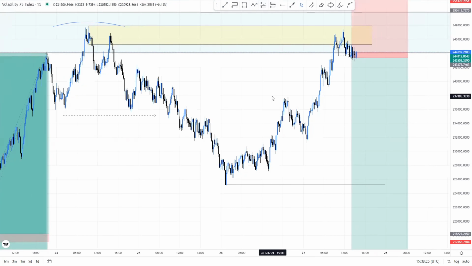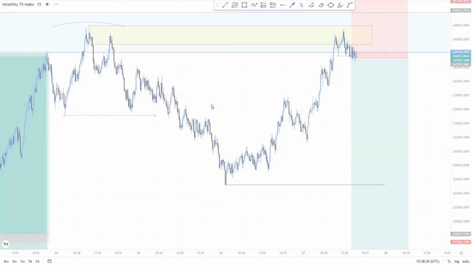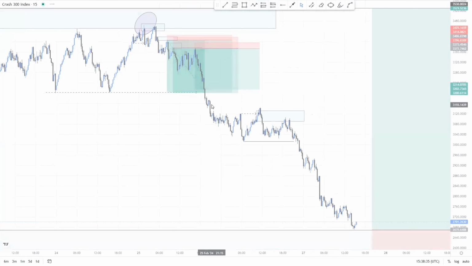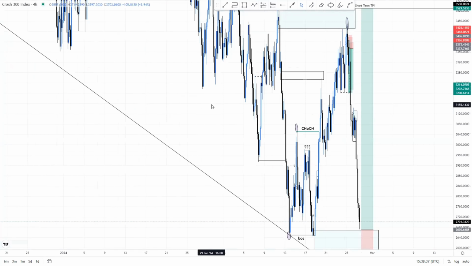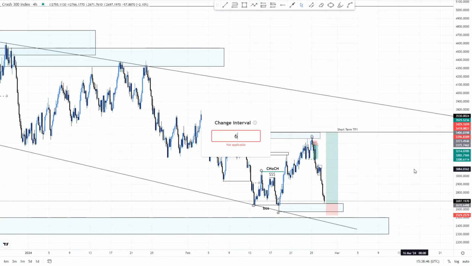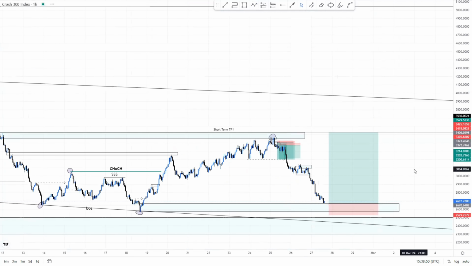Another very interesting pair that I'm looking at is Crash 300. I think I've been waiting for this particular setup for a very long time now, and I think I showed you how we are anticipating and waiting for a buy, a swing buy. Let me just go to 1 hour. Waiting for a swing buy on Crash 300, right?